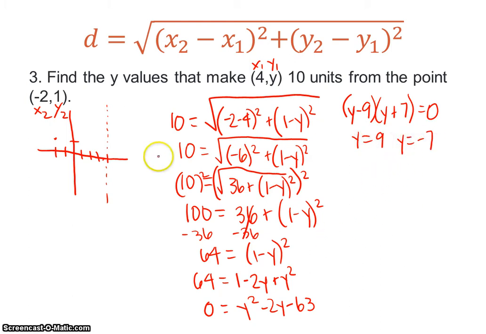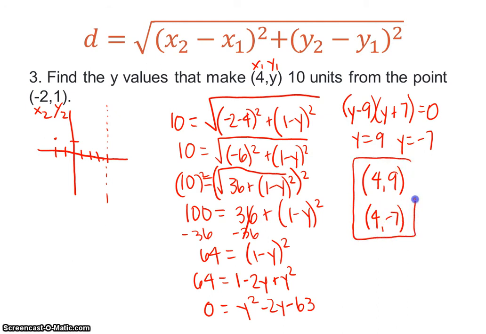So that means we have our two solutions, so we can put them as ordered pairs. So we have (4, 9) and (4, negative 7). So those are the 2 points on that line that will both be 10 units from our starting point, negative 2, 1.